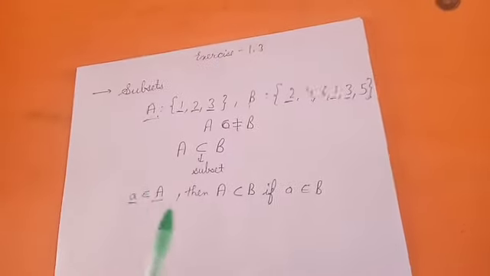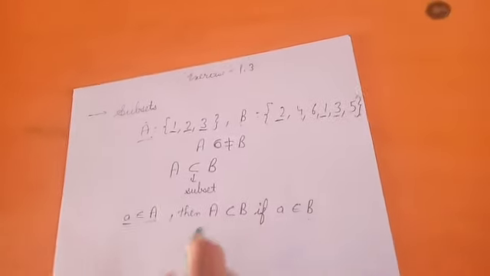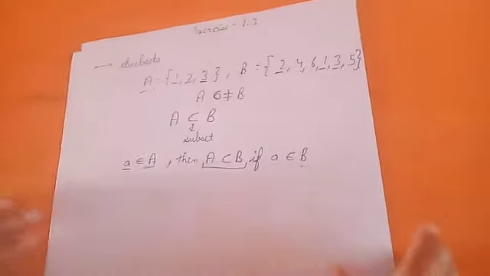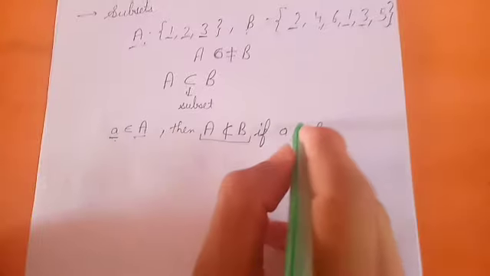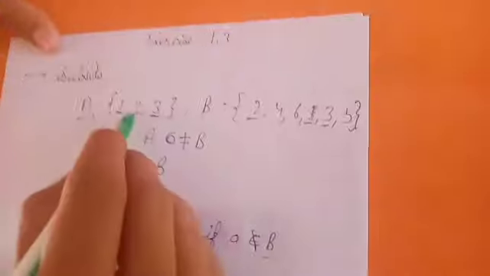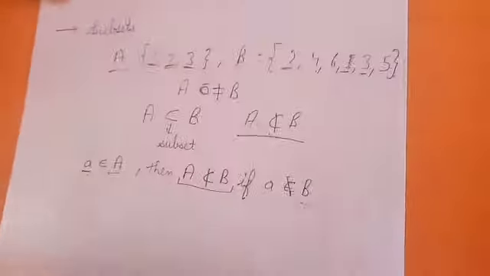Okay, that means every element of A must be included in set B, only then A will be a subset of B. Otherwise, if A is not a subset of B, that means any one of the elements of A is not included in B. You can consider our example that A is the set {1, 2, 3}, and if we remove 1 from B, whether 2 and 3 are present in the set but 1 is not present, that means A is not a subset of B, and this represents not a subset.